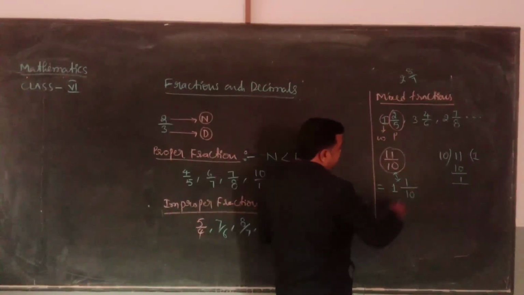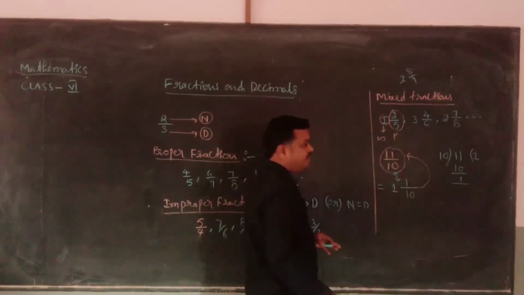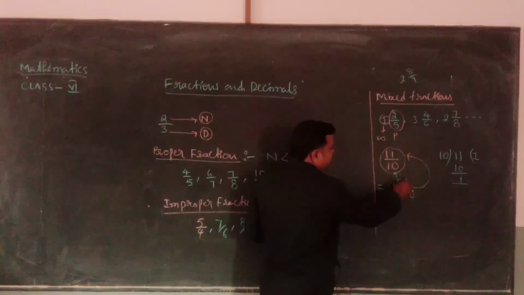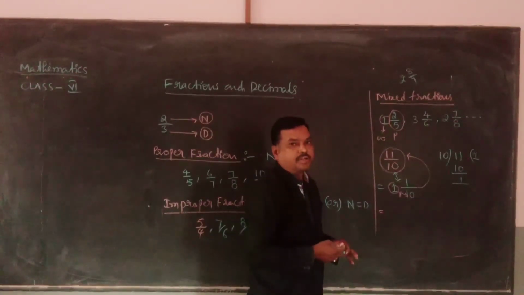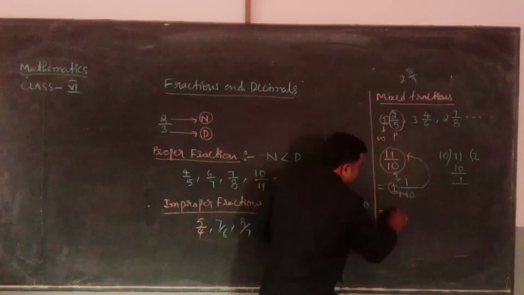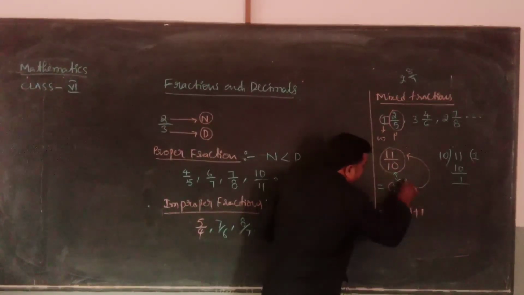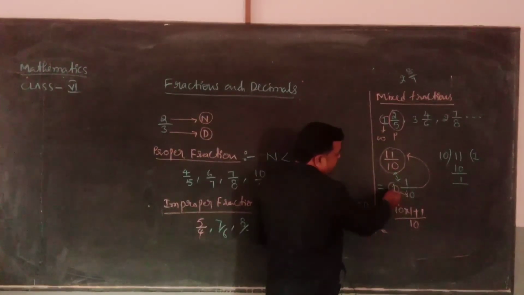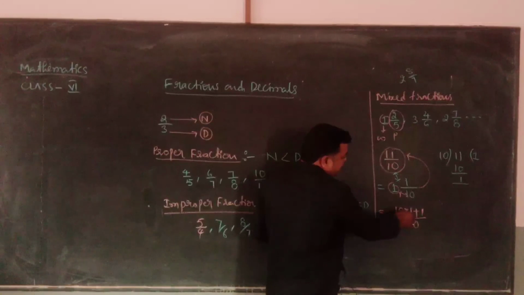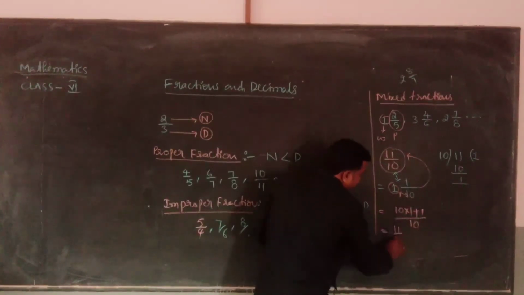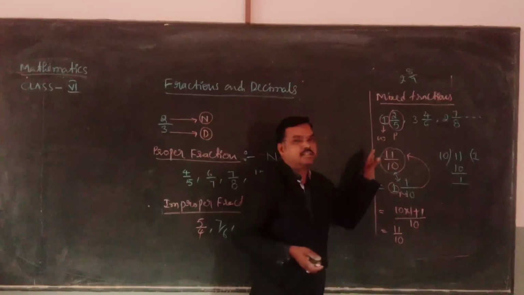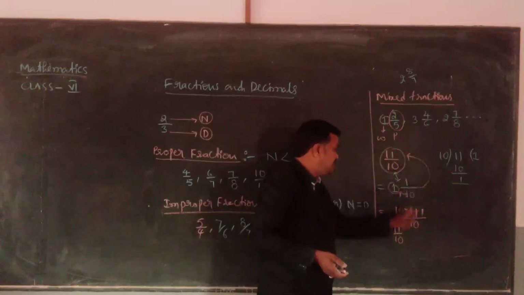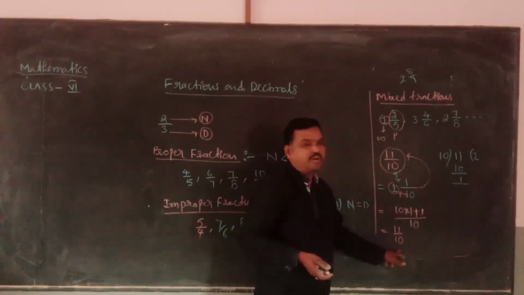Now how to change a mixed fraction to an improper fraction? Just multiply the whole number by the denominator and add the numerator to the product. That is 1 1 by 10: 10 into 1 plus 1, by 10. 10 into 1 is 10, 10 plus 1 is 11, so 11 by 10. So this is the process of converting improper fractions to mixed fractions, and mixed fractions to improper fractions.